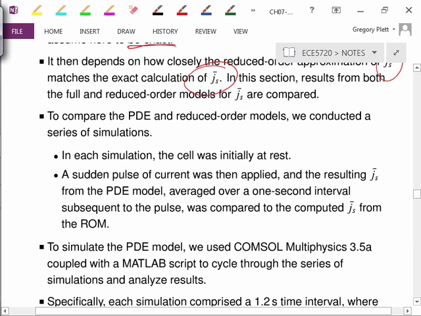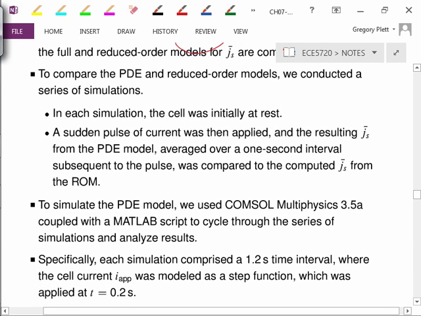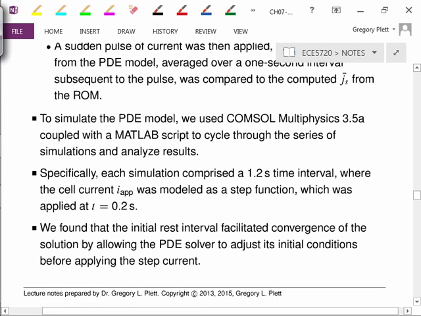We did a lot of simulations again. In each simulation, the scenario was very similar to what we did for the SEI model. So the cell was initially at rest, and we applied a sudden pulse of current, and the resulting side reaction average flux from the PDE model averaged over a 1-second interval as compared to the same result from the reduced order model. We used COMSOL again, using MATLAB as the method to automate doing many simulations in COMSOL. And our reduced order model was coded in just straight MATLAB code.